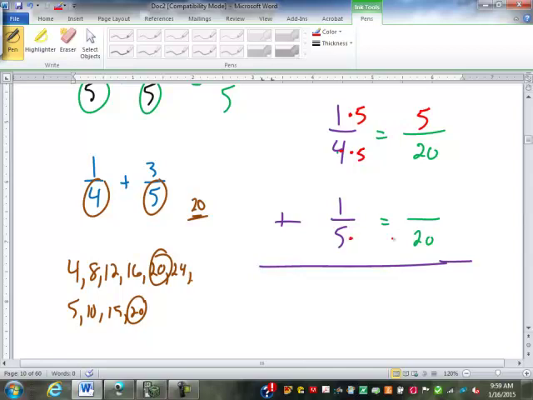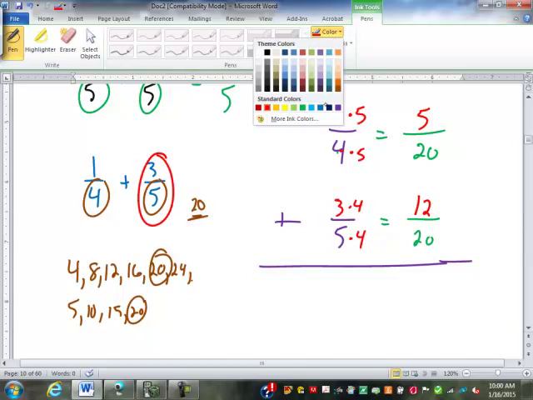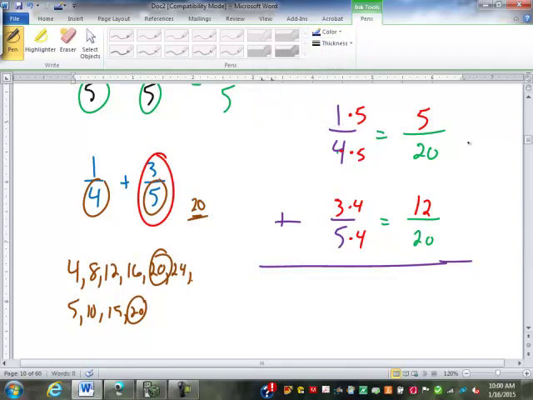The same down here. I'd turn the 5 into a 20. To do that, I have to multiply it by 4. Oops, that's not supposed to be 1. That's supposed to be 3. Let me fix that. 3/5. So 3 times 4 is 12. So it's 12/20. I didn't write down my problem right. Now that we have the same name, just like always, we combine the counts. 5 plus 12 is 17, and we keep the same name of 20.